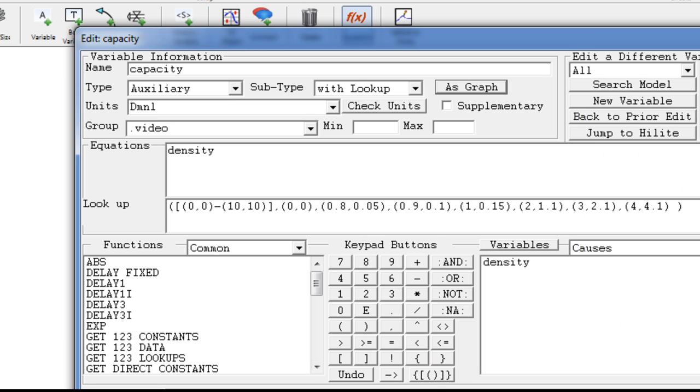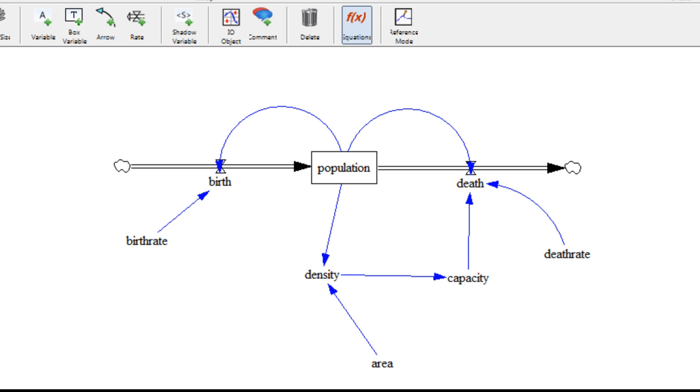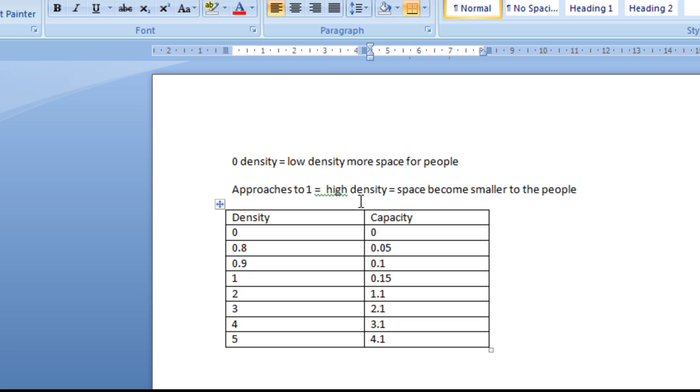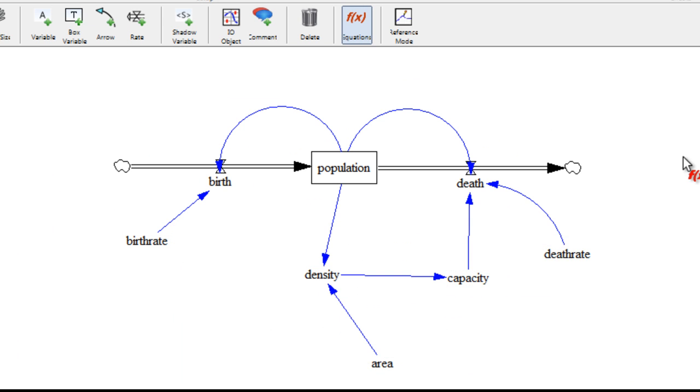Same as this one, I put again the zero density, low density, more space for people, so assuming that no people will die. But if it approaches 1, meaning that they have a high density, they have not enough food, not enough so many things. The space becomes smaller for the people. Alright, now we try to run this one.